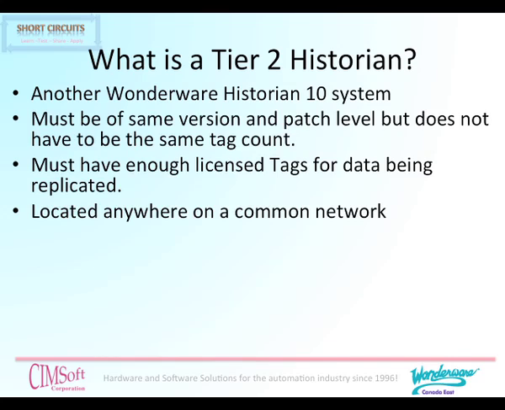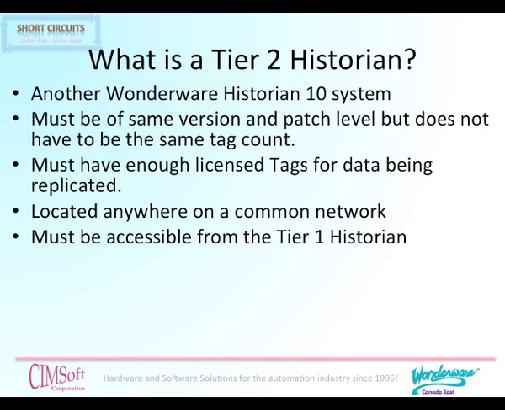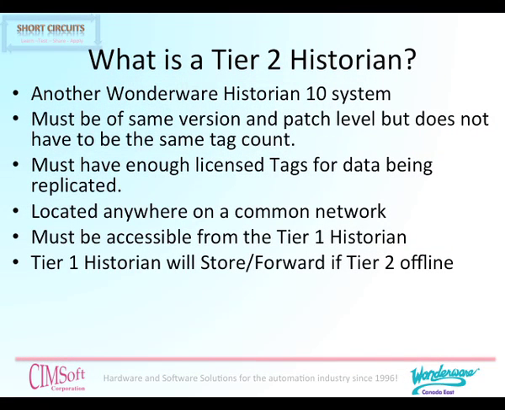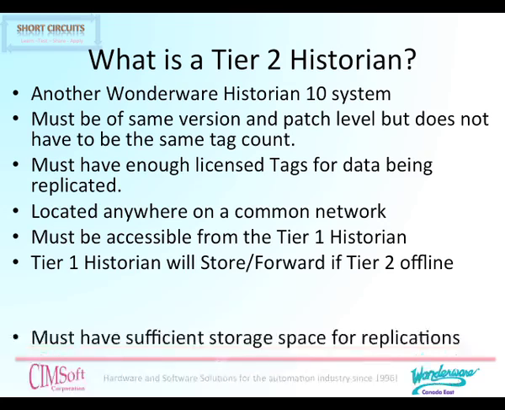A Tier 2 historian can be located anywhere on a network that is common to the Tier 1 historian. The good news is that if it is accessible from a Tier 1 historian and should go offline, the Tier 1 historian will store and forward the data that was being replicated until the Tier 2 system comes back online, or of course until the Tier 1 historian runs out of storage space. The storage space that is available is defined when creating the Tier 2 historian.